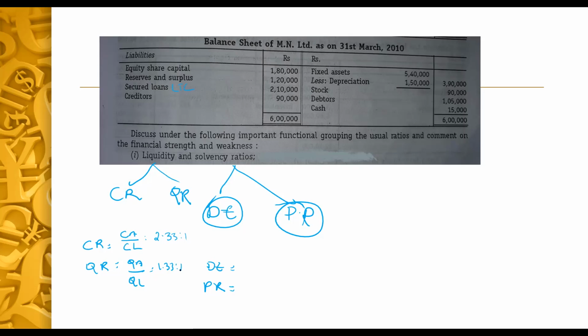You have to write some or the other interpretation. Current ratio and quick ratio talk about liquidity. Moving to debt equity ratio and proprietary ratio, please do that. Any method you can follow. I think, as always, I would suggest you use the first method, long-term debts divided by shareholders' fund.